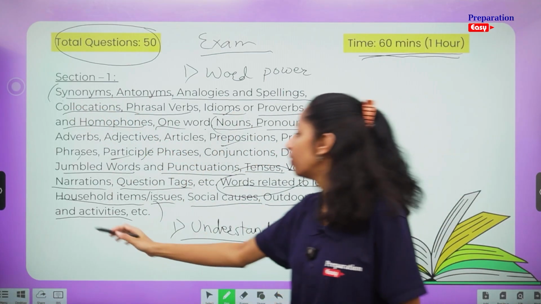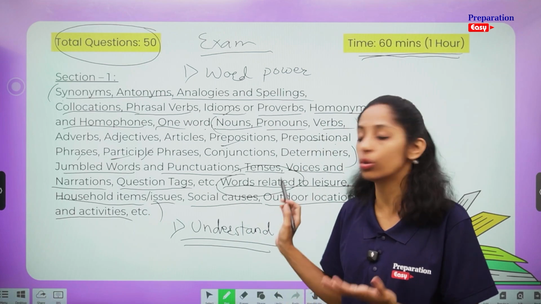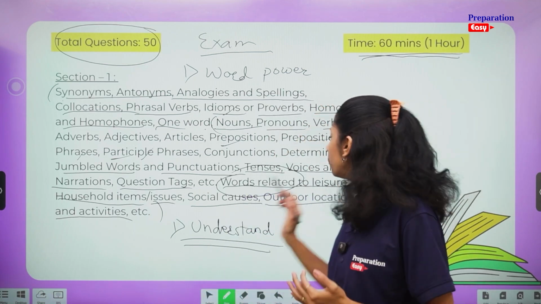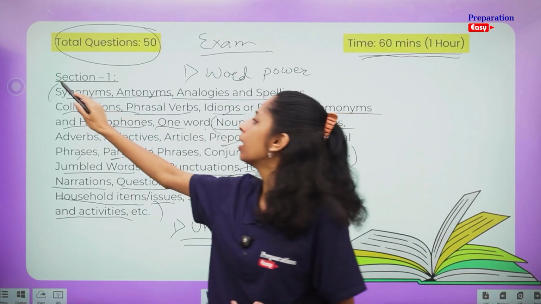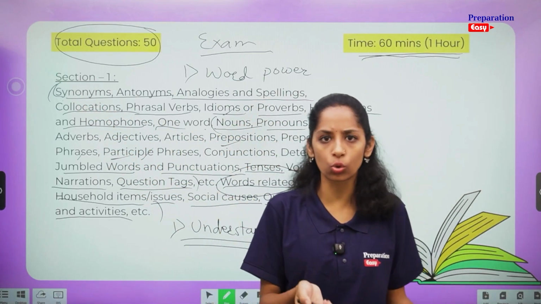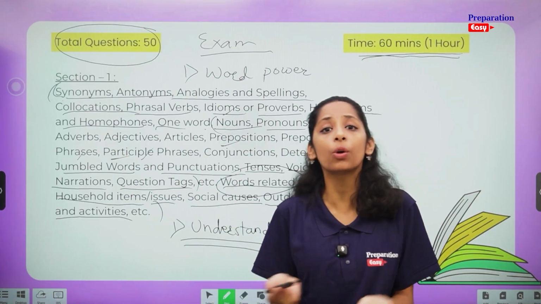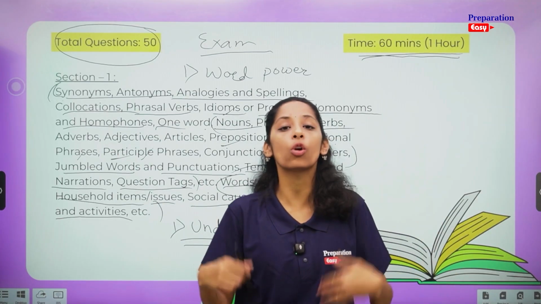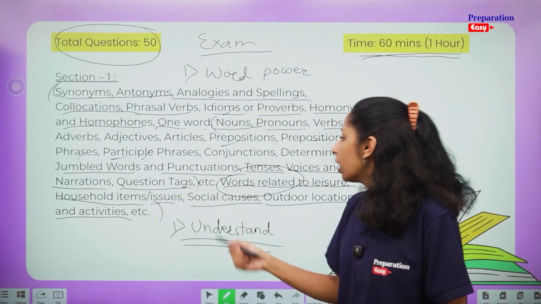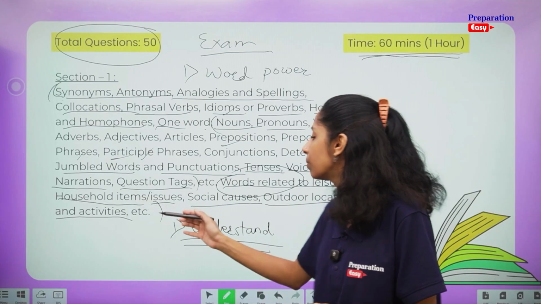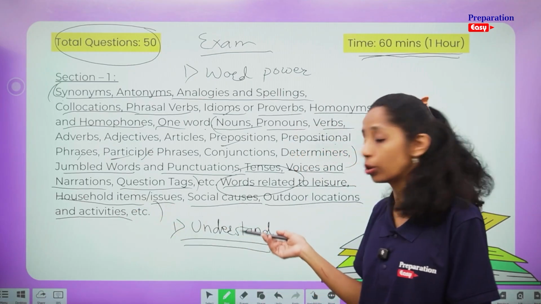outdoor location activities, which are the words related to outdoor location and activities, etc. So how are we going to prepare for this? Because from this to this, I believe you have learned in your schools or tuitions, or you can learn this from your YouTube videos as well, which I am going to tell you. Of course, we are going to learn together, but how are we going to prepare for the words related to leisure, household items, activities, etc., social causes?